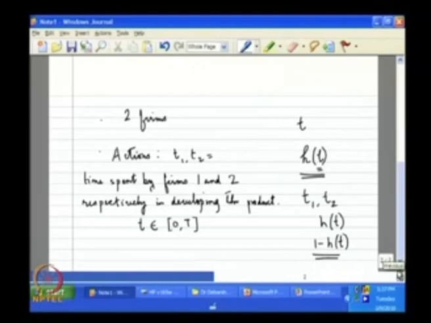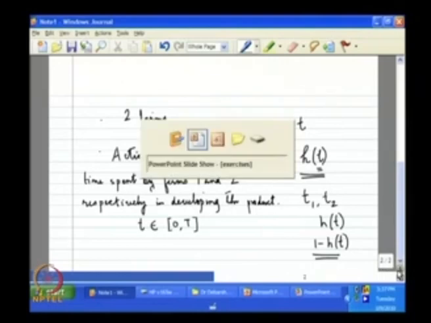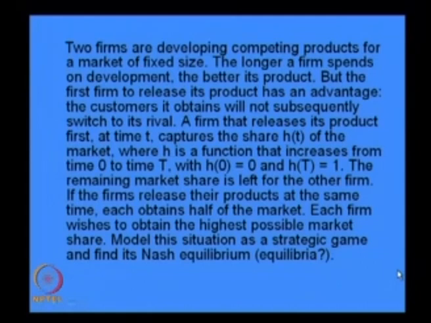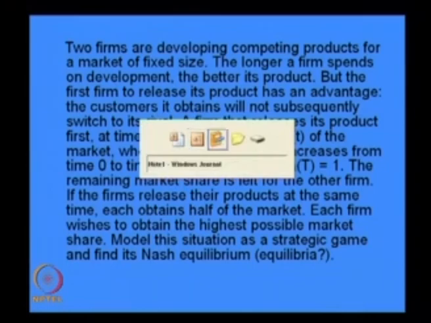Each firm tries to maximize its share of the market, because if you remember, what is being said is that each firm wishes to obtain the highest possible market share. So my aim will be to maximize h, that is the portion of the market that I am getting. So that is the game.